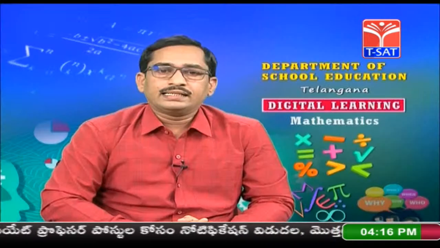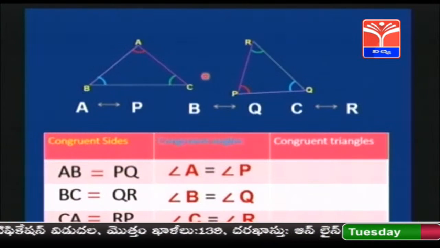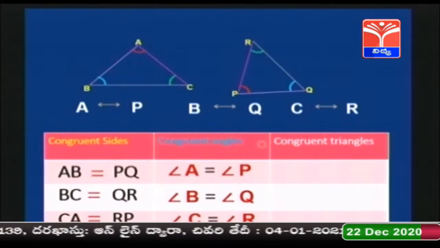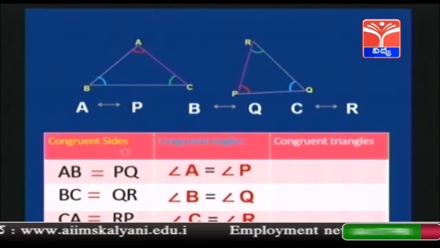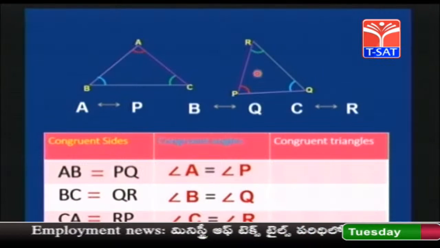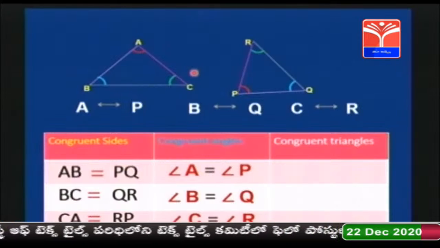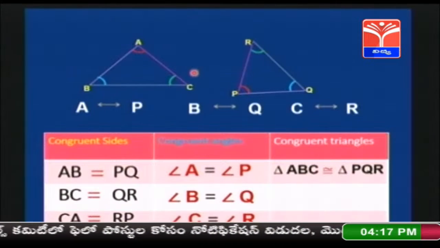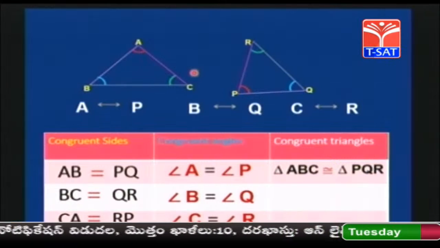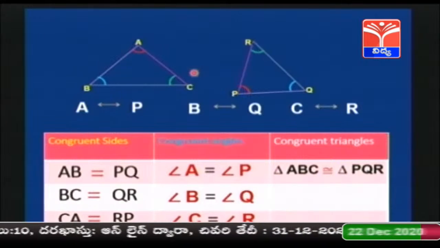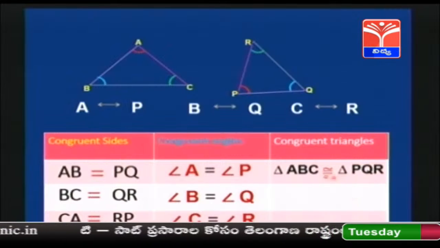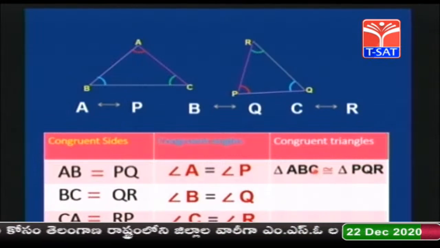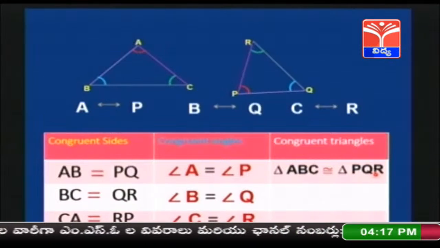Now students, observe, in triangle ABC and in triangle PQR, the sides are congruent and the angles are congruent, hence these two triangles are also congruent. That means if sides are congruent and angles are congruent, then the triangles are also congruent, and we denote the congruency of these two triangles here: triangle ABC is congruent to triangle PQR. And students, observe here, while writing the congruency of two triangles, we have to follow the order of correspondence. We can write the first triangle in any order, but while writing the second triangle, we have to follow the correspondence.